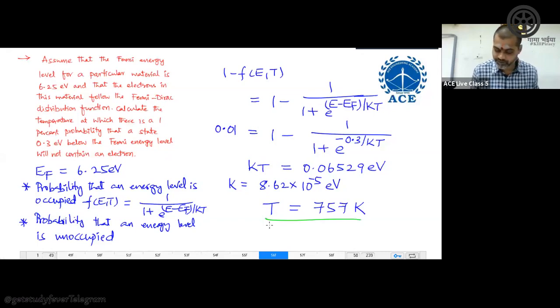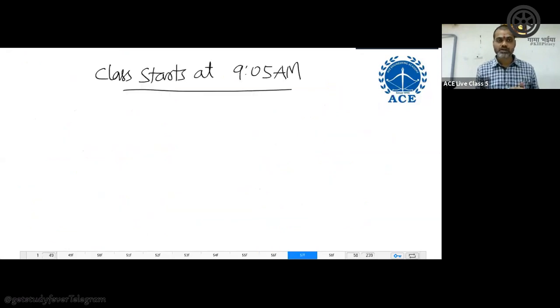Okay, finally you will get the temperature value. How much? 757 Kelvin. Okay, hope I am clear. Yes. So whatever mathematical expressions we have taken earlier, based on that we are doing the numerical problem so that you can understand in a better way. Try to understand numerically what they are going to represent. Okay, hope I am clear.